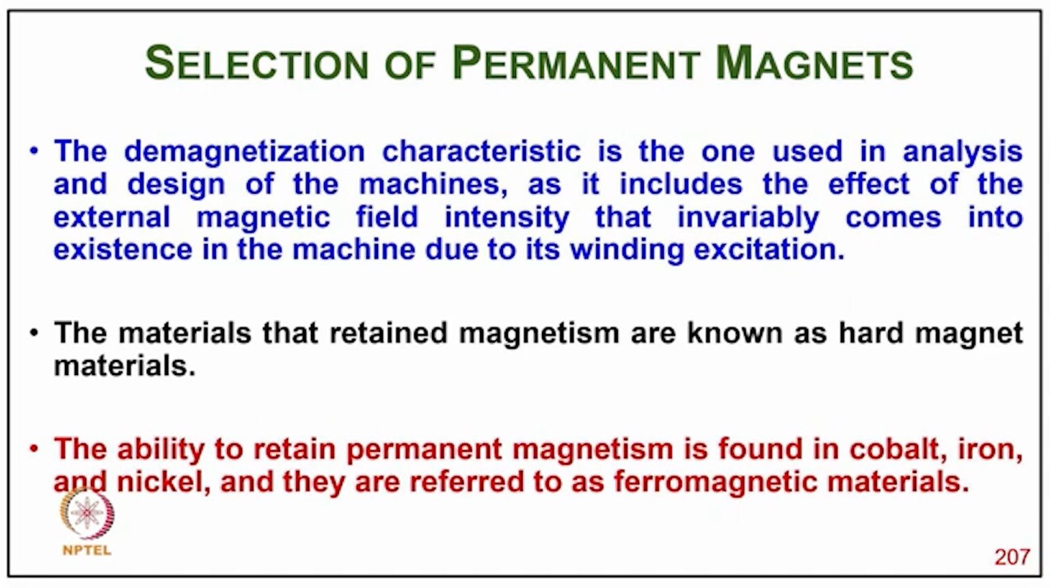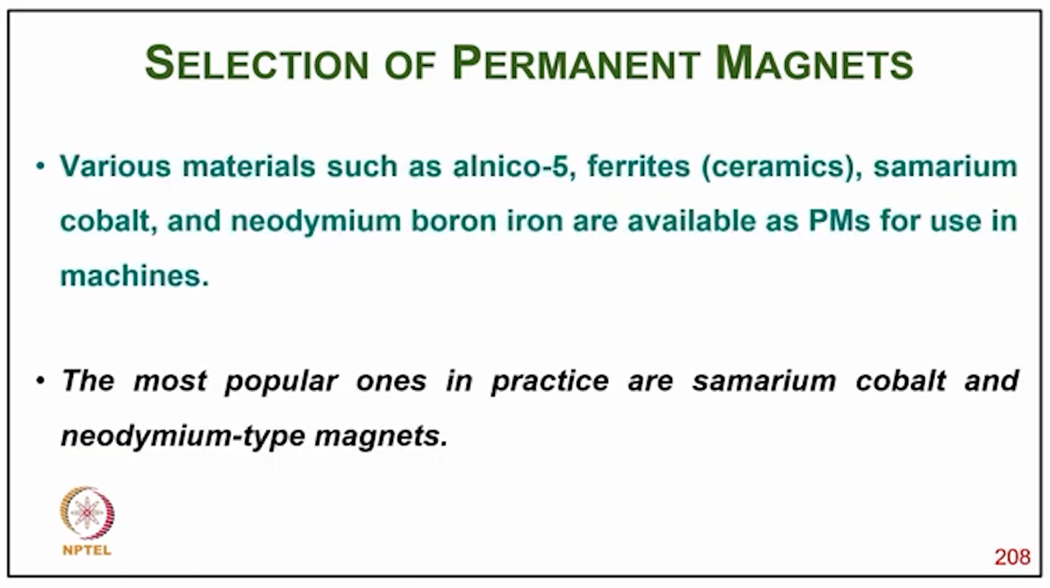So, the demagnetization characteristic is one of the tools used in the analysis and design of machines, and it includes the effect of the external magnetic field intensity that invariably comes into existence in the machine due to its winding excitation. The materials that retain magnetism are known as hard magnets, and the ability to retain magnetism is found in cobalt, iron and nickel, and they are referred to as ferromagnetic materials.